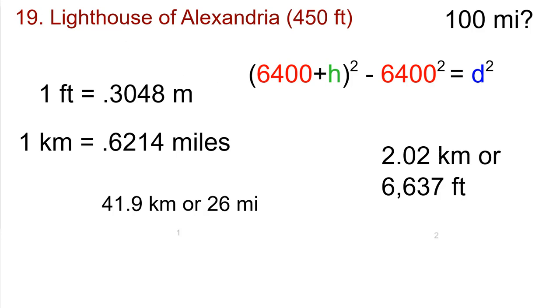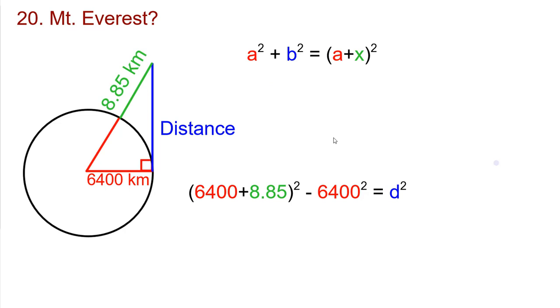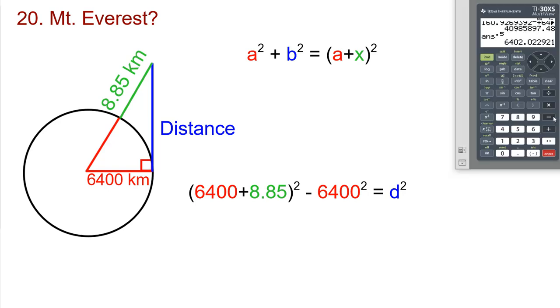Pretty cool. So we're still not yet to space. We're just at the lighthouse. What about Mount Everest? It's the highest you might be, or the highest you would be if you were still on land and not flying. So this is number 20. Mount Everest is about 8.85 kilometers, which is nice. Our units are in kilometers, so we don't have to do any conversions. All we have to do is plug this into our calculator.